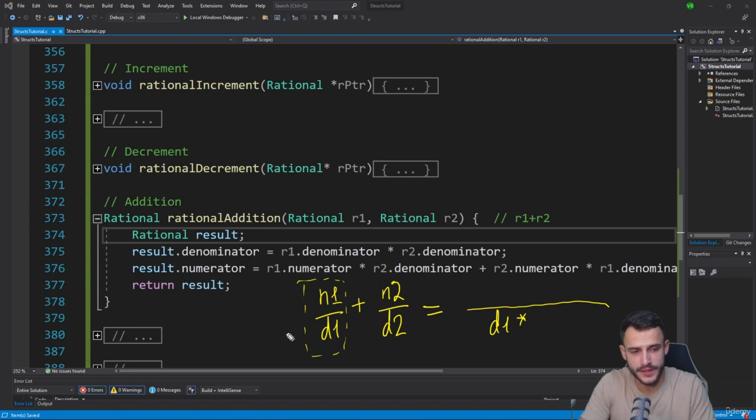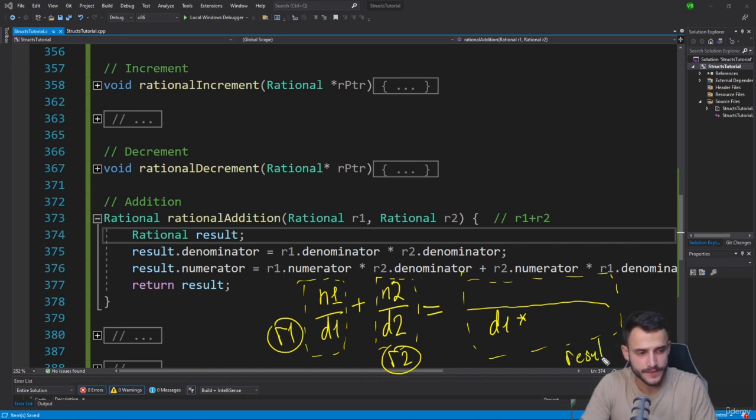the first rational number, r1. This is going to be r2. And this is going to be the final result, okay? So the final result denominator is going to be d1 multiplied by d2. And the numerator of the result is going to be n1 multiplied by d2 plus n2 multiplied by d1. That's math, ladies and gentlemen.